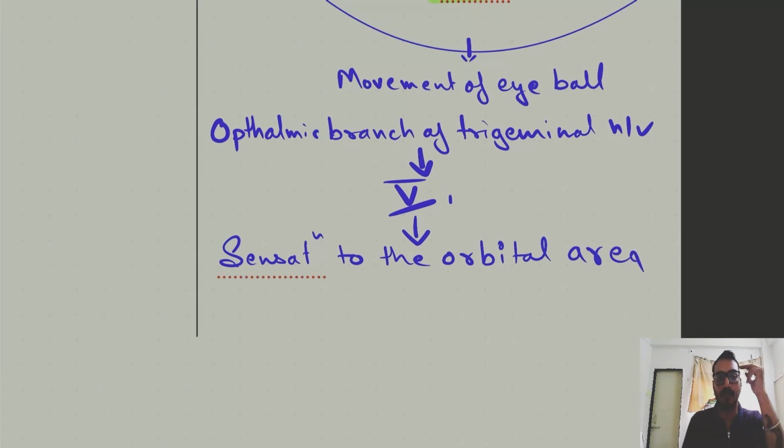Whatever you are feeling on the orbital area is because of which nerve? It is because of the first branch of the trigeminal nerve, also known as the ophthalmic branch of the trigeminal nerve.